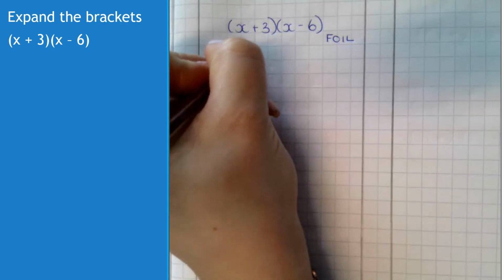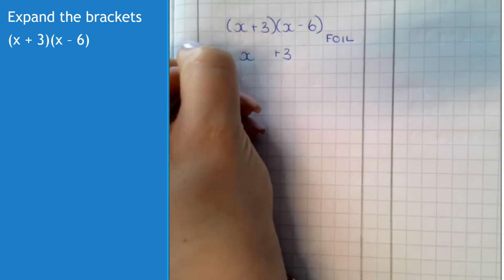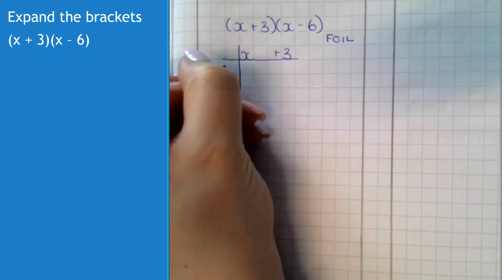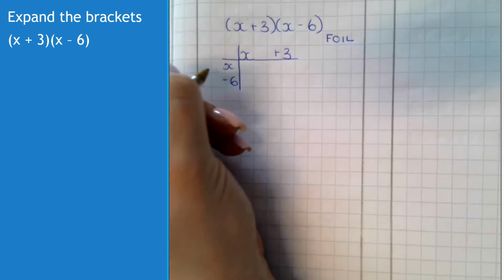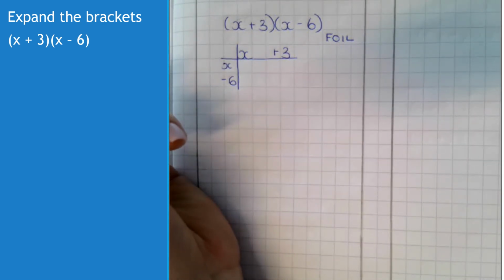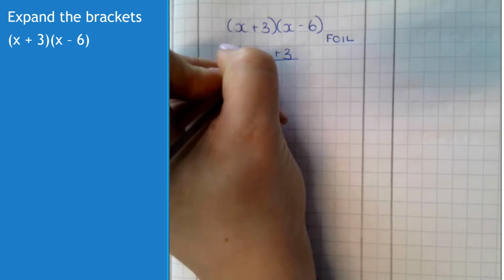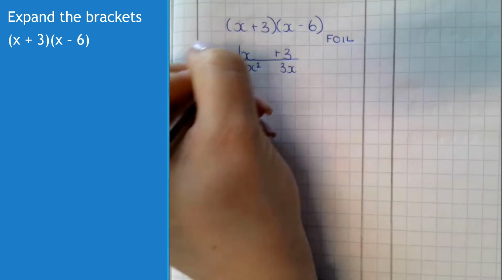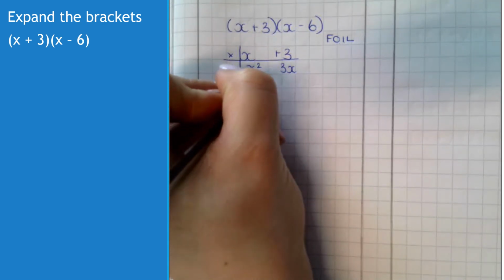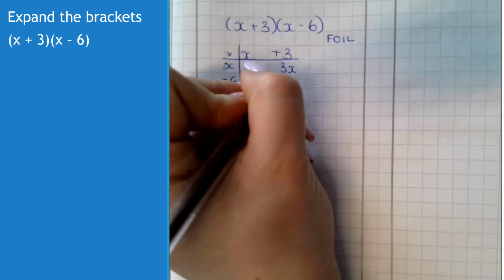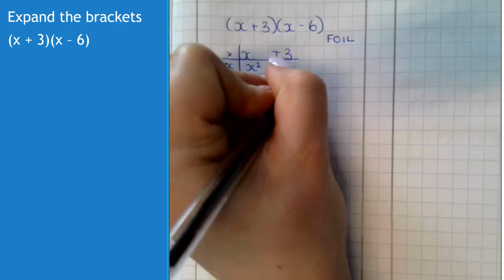But setting it up in the grid, it will look like this. What you want to make sure that you do is include the sign that goes with each number, so +3 and then x -6, so that when you multiply them together, you make sure that you remember your negative number rules as well. So we're going to multiply x by x, x squared, and 3 by x, which is 3x, x multiplied by -6 is -6x, and 3 multiplied by -6 is -18.